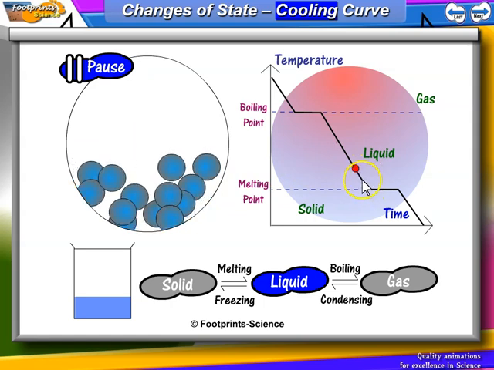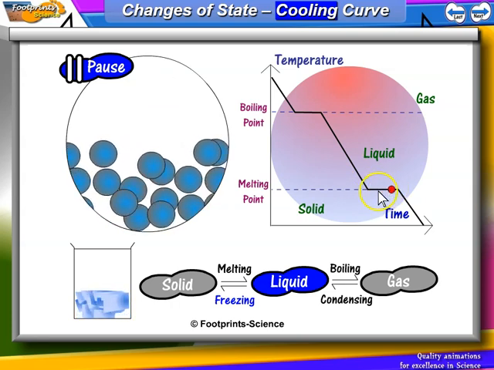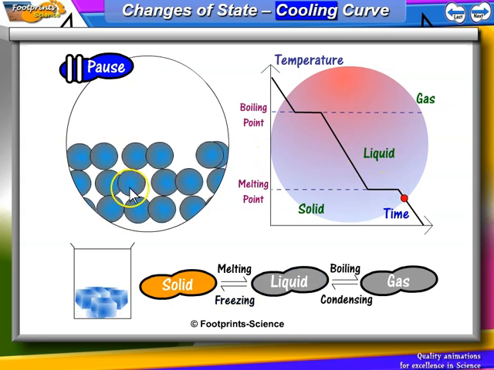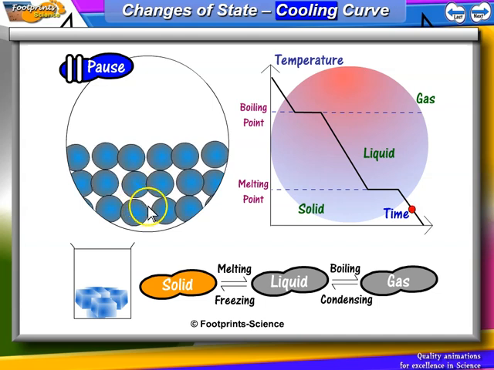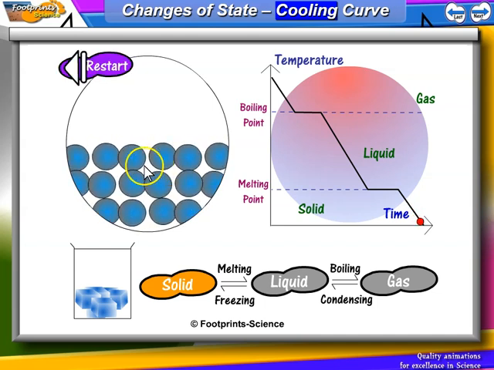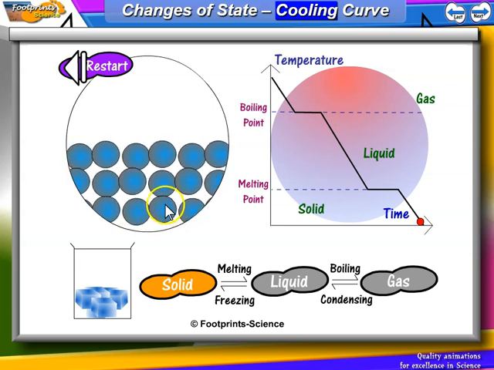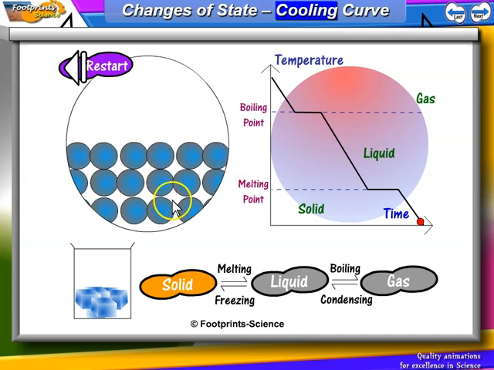Then when the liquid freezes and becomes solid, this is your freezing. Notice what happens. It becomes a solid and the particles are now arranged in a fixed position, vibrating about their positions and arranged very closely packed together. So this is what we're going to be learning about, the cooling curve.